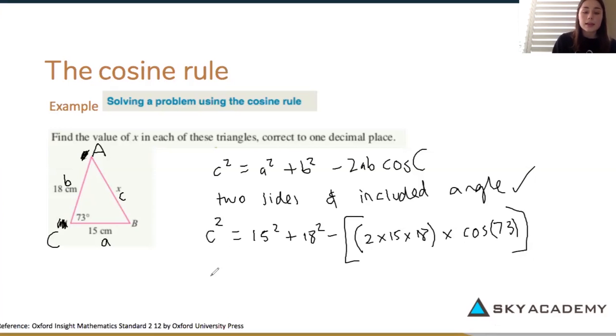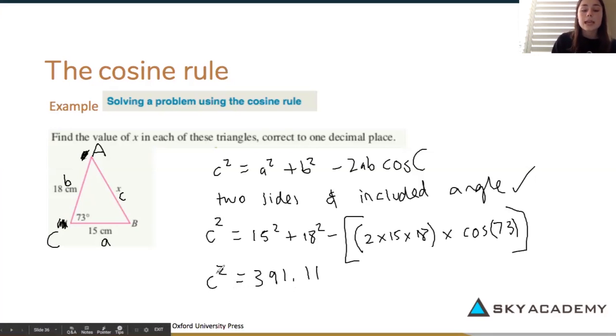Now I've done that, I can go and solve for C squared. So I'm going to put 15 squared plus 18 squared minus bracket, 2 times 15 times 18 bracket times cos 73 bracket, and that's going to give me a value of 391.11. And now I've got an answer, but it's not my final answer, because I need to find just plain C. This is C squared, so it's not plain C yet.